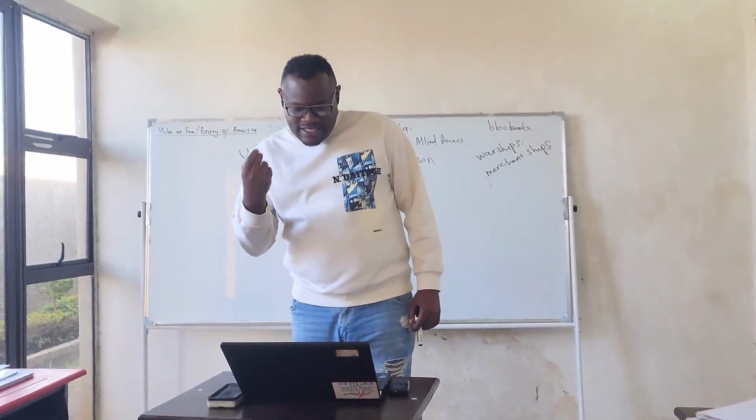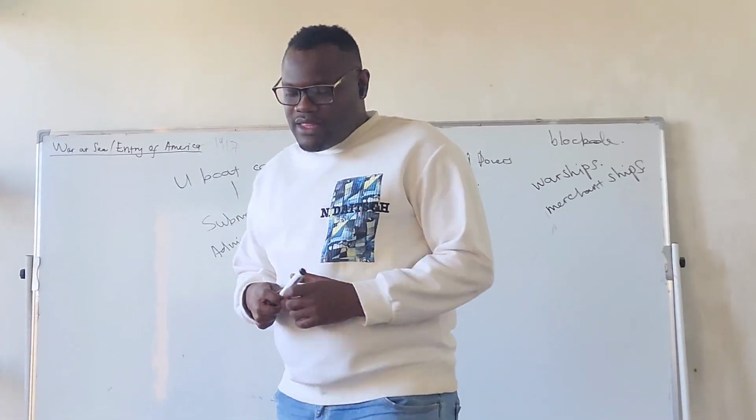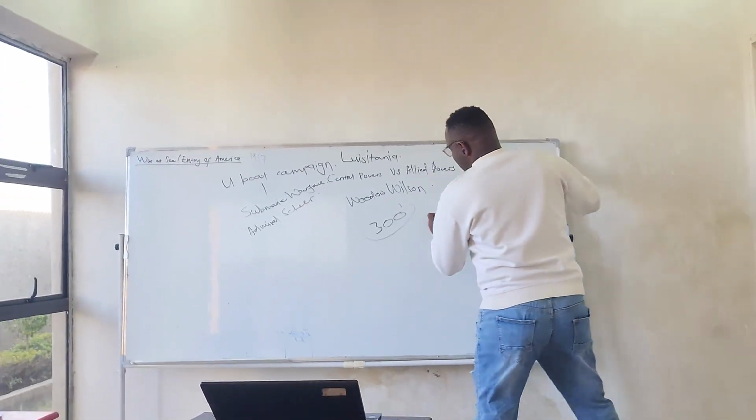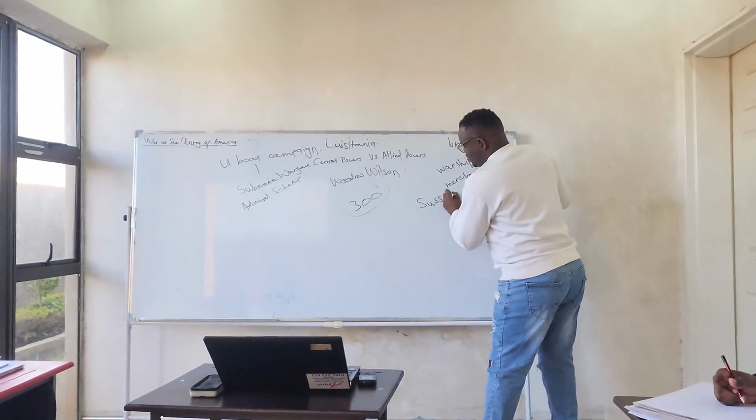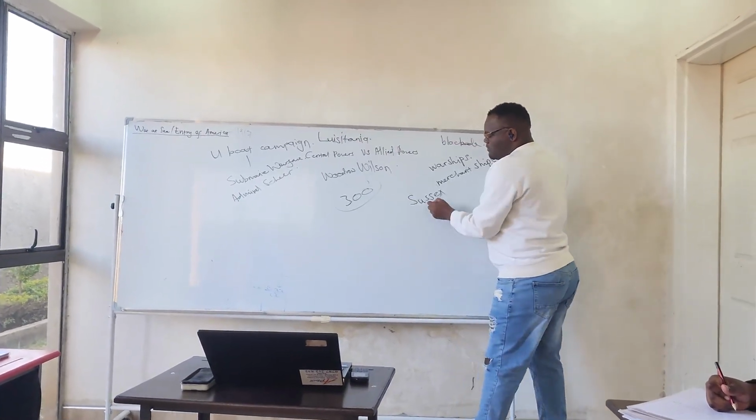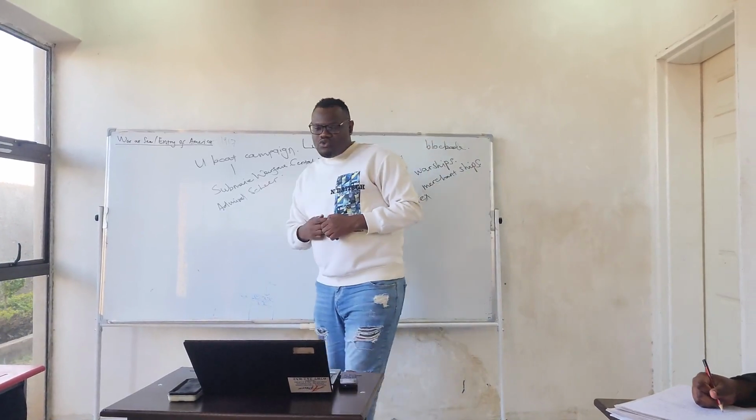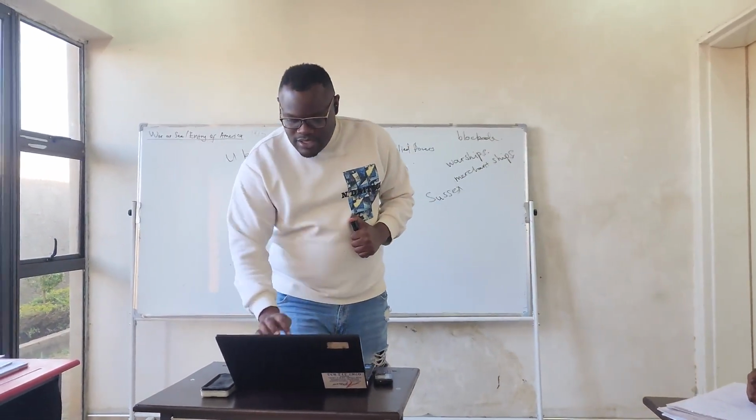In March 1916, Germany sank another British ship. That British ship was called Sussex. That was the name of the boat.